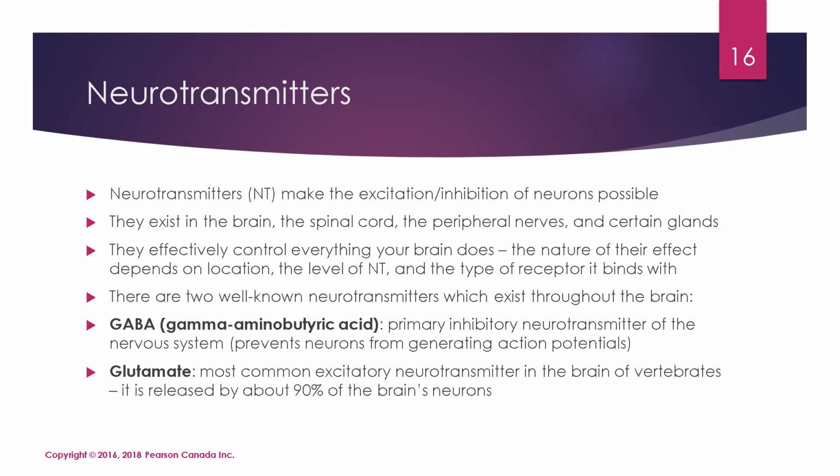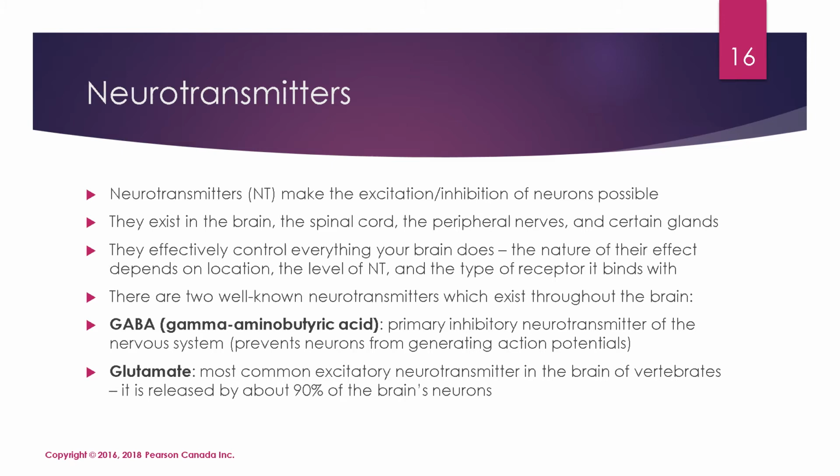So neurotransmitters make the excitation or inhibition of neurons possible. They exist in the brain, the spinal cord, the peripheral nerves, as well as certain glands within the body. So essentially, they control everything your brain does. The nature of their effect depends on their particular location, so what brain area they're located in, as well as the type of receptor it binds to. So like we said, there are specific receptors for specific neurotransmitters.